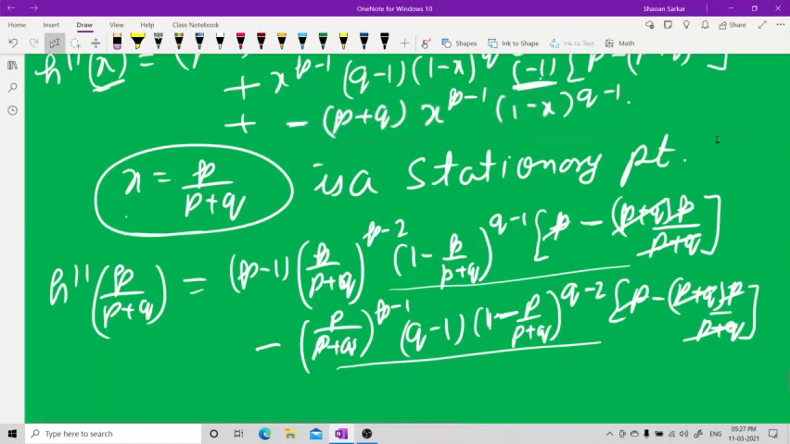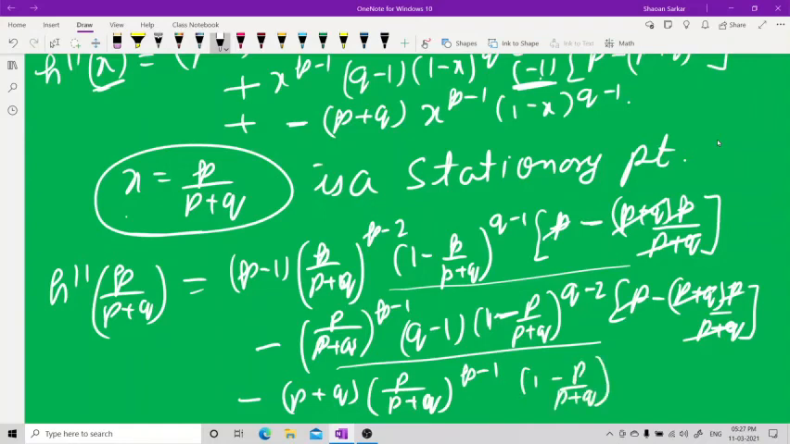Now let us see. This is minus P plus Q, P upon P plus Q to the power of P minus 1, then 1 minus P upon P plus Q to the power of Q minus 1. So they all cancel out.